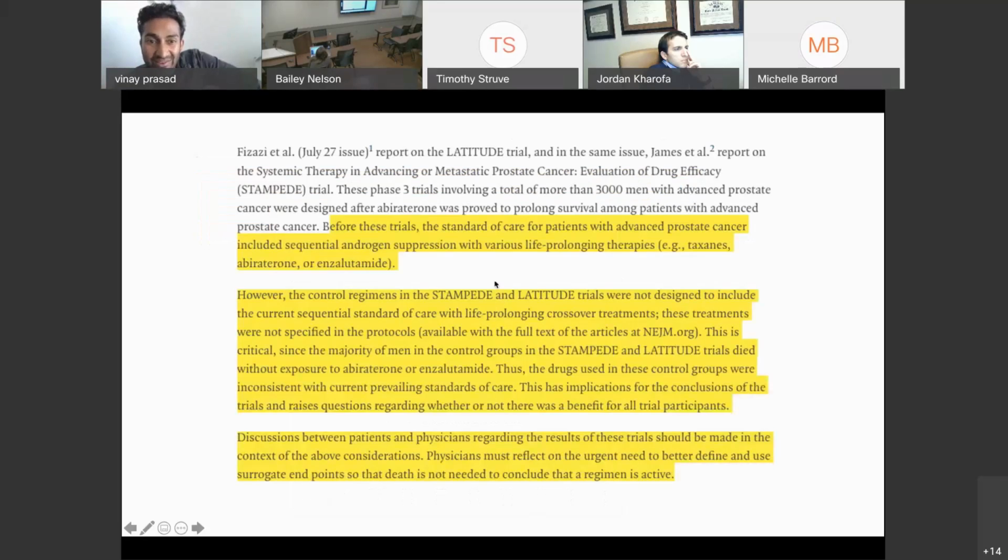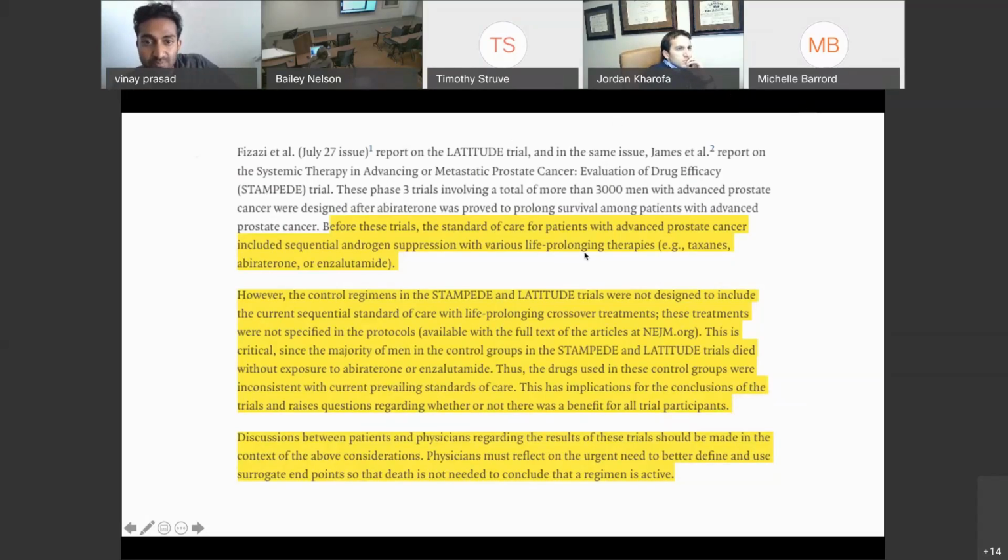And de Bono and colleagues write this in the New England Journal: Before these trials, LATITUDE and STAMPEDE, the standard of care for people with prostate cancer included sequential androgen suppression with taxanes, Abi, and Enza. The control arms of STAMPEDE and LATITUDE were not designed to include the current sequential standard of care with life-prolonging crossover treatments. These treatments were not specified in the protocols, and this is critical since the majority of men in these control arms died without exposure to these drugs. Thus, the drugs used in the control groups were inconsistent with prevailing standard of care, and this has implications for the conclusion for all participants.